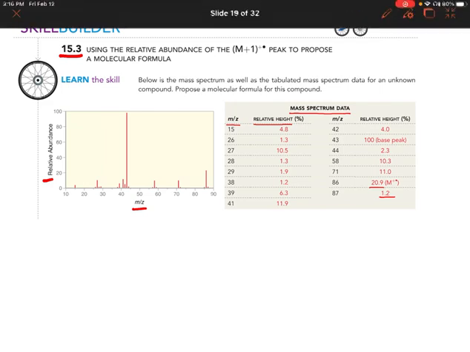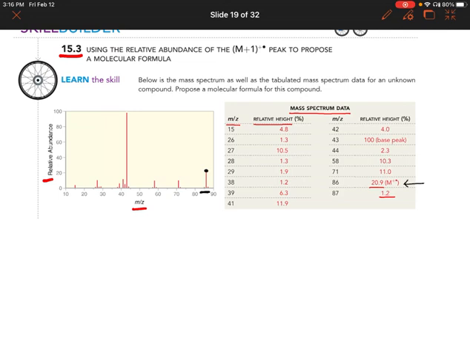Now, the first thing I'm going to do is identify the parent peak. Remember, to find the parent peak, you want to go to the furthest cluster on the right. That is this cluster here. And then you want to find the tallest peak, which is this one. It looks like that's at 86. And if we look at our chart, the parent peak is also labeled at 86. So that tells us that the mass of our compound is 86 grams per mole.